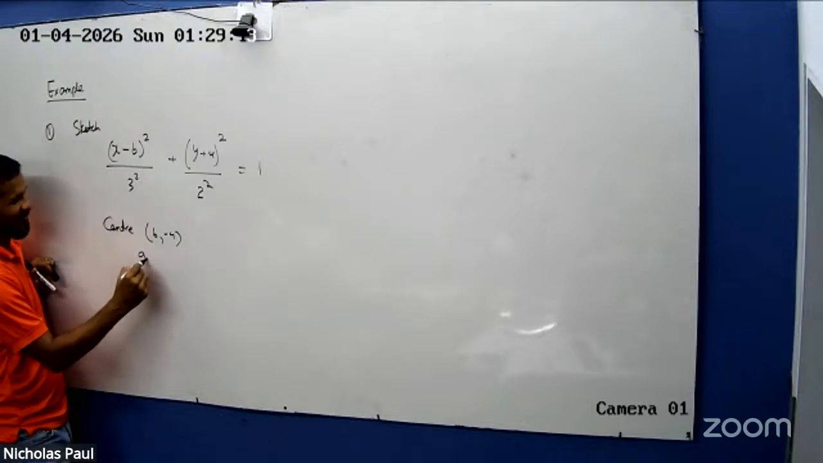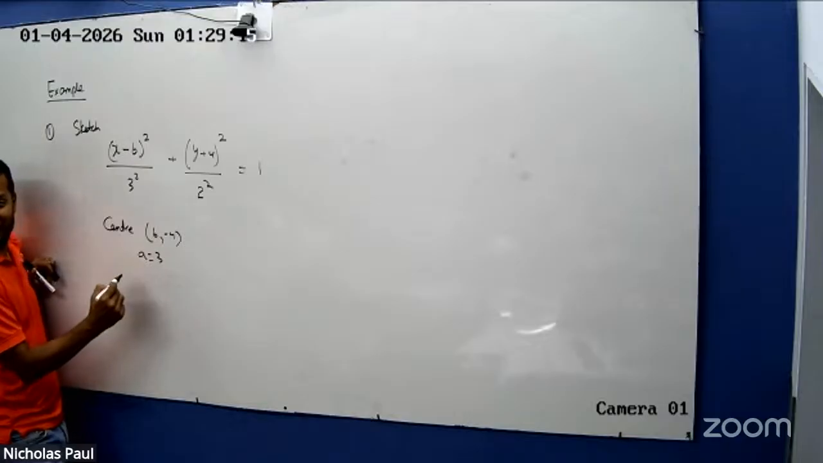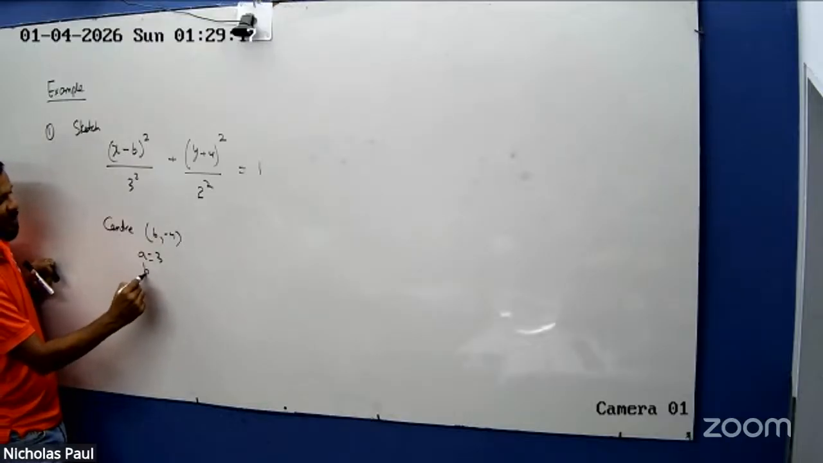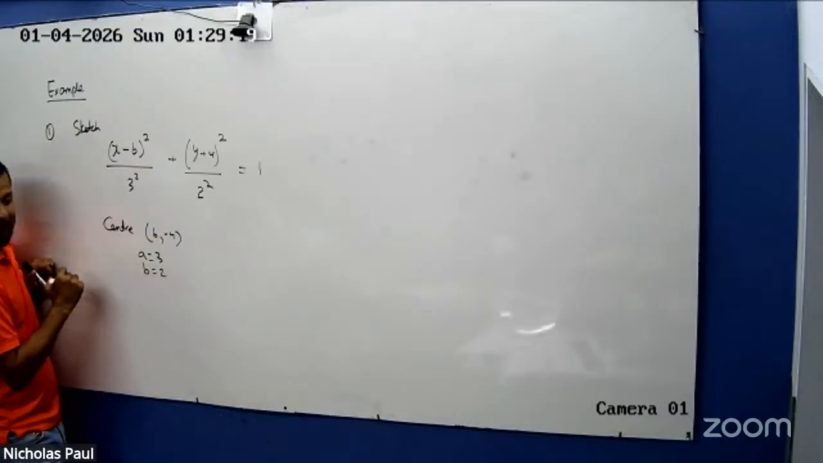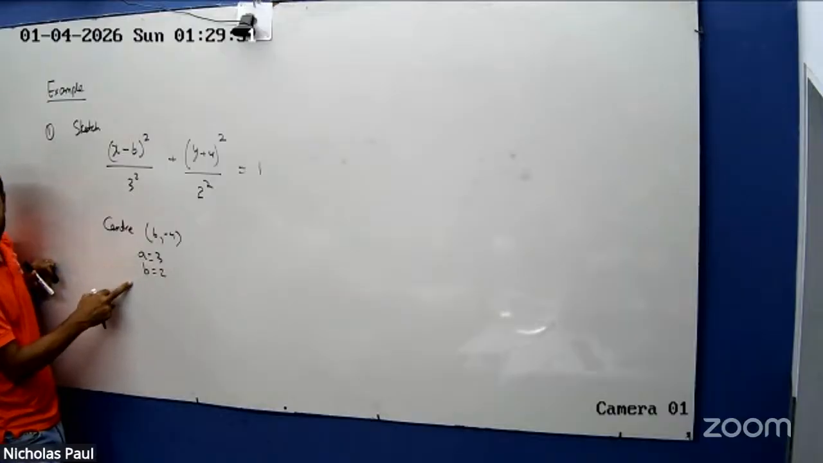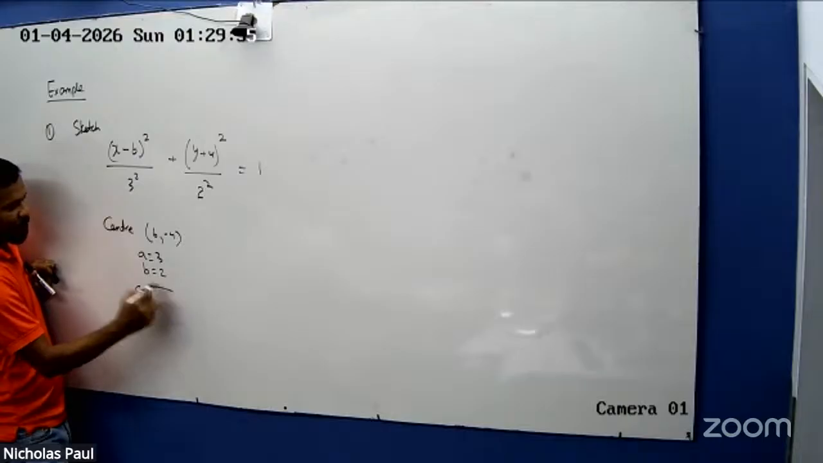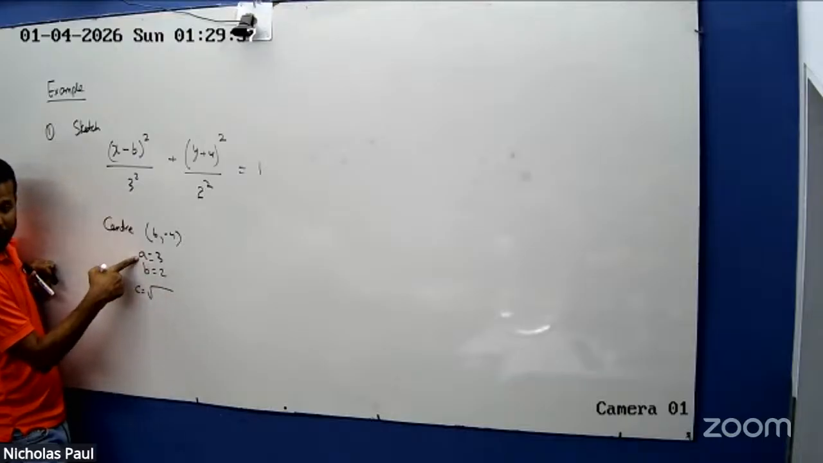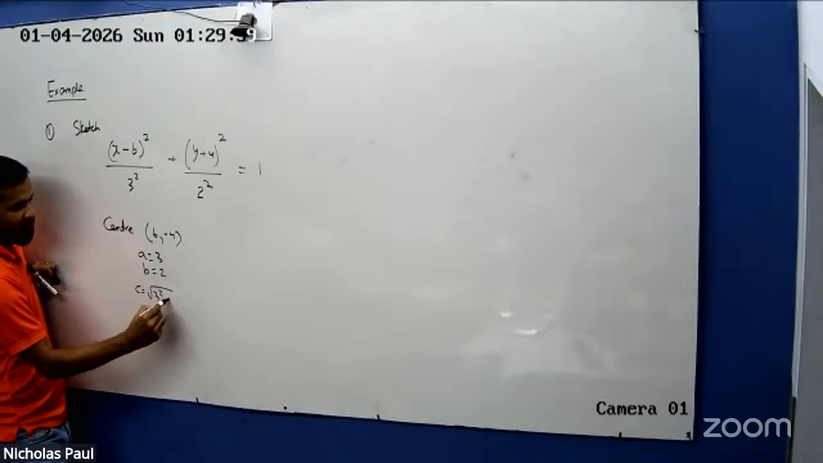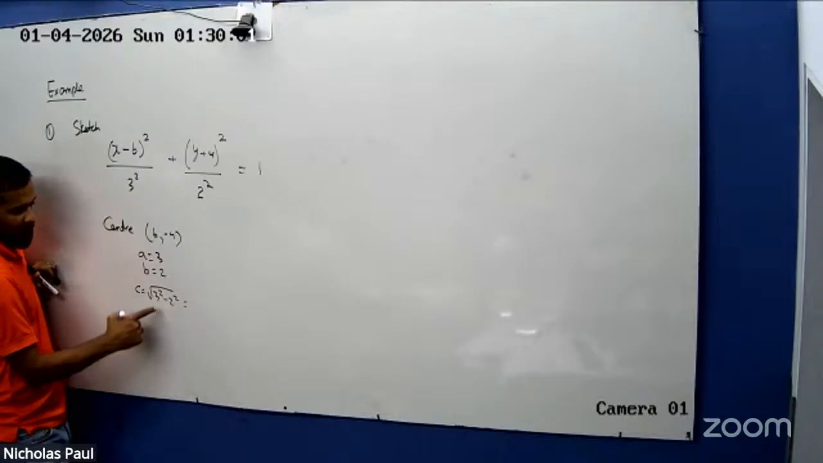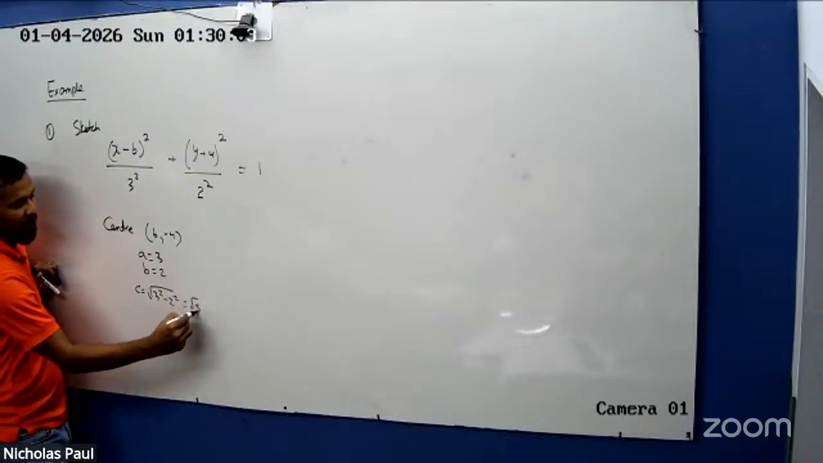A is 3 and B is 2. C is what? Which one is larger? A is bigger, right? So that'll be 3 squared minus 2 squared, so that's root 5.